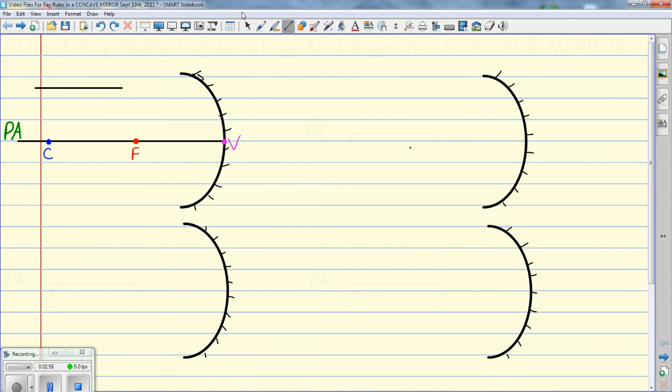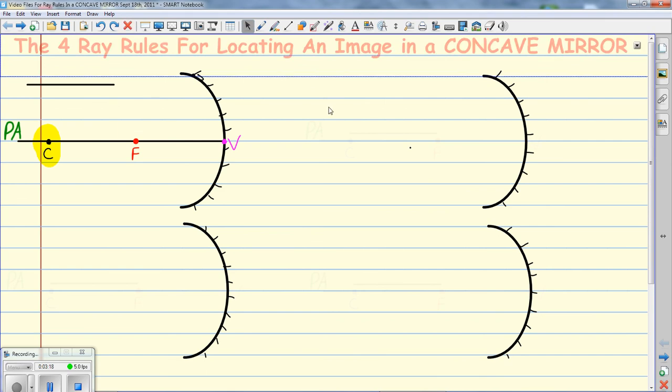And the other point that's of real significance here is what's called the center. Now the center is very easy to locate. The center is exactly the same distance from the focal point that the vertex is from the focal point. So FC is the same as FV in all cases. All right? So there's the 4 ray rules for locating an image in a concave mirror.